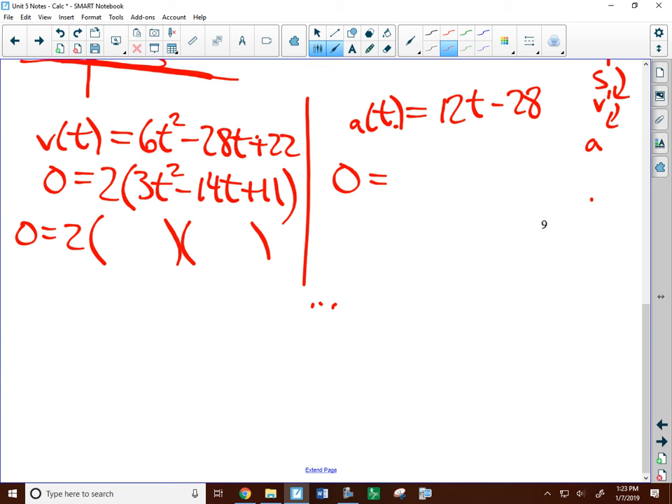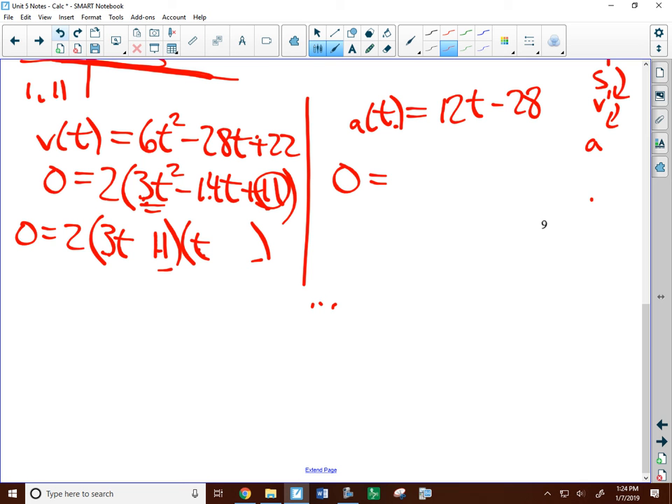So split the middle, guess and check, slide and divide, whatever method you use will work. I'm just going to do mine up here using guess and check. The first terms in the binomials have to multiply to get 3. I'm going to choose 3 and 1, so 3t and t, because when I FOIL, those would be 3t squared. The second terms in the binomials have to multiply to get 11, so it has to be 1 and 11. Now I need 14 in the middle. So I'm going to put the 1 here so it multiplies to get 1t, and 11 here. Nope, I messed it up.